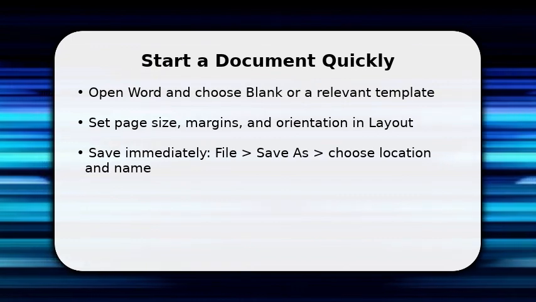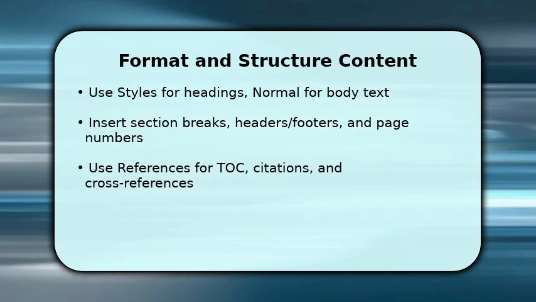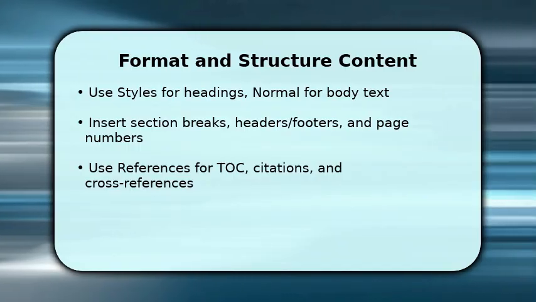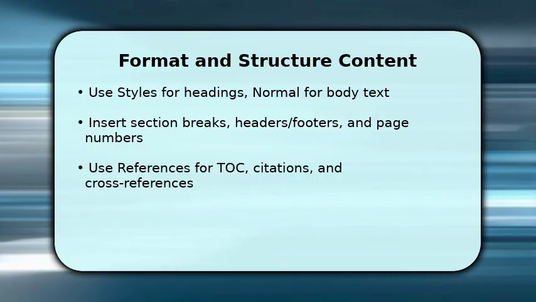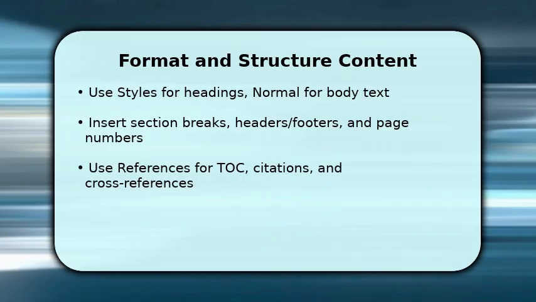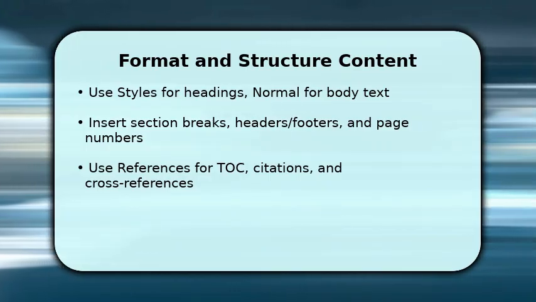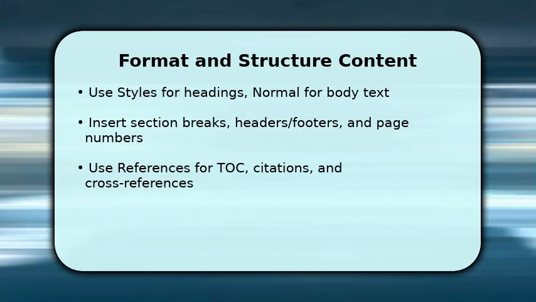You now structure the document by applying styles, heading 1 for major sections and normal for paragraphs, because styles keep formatting consistent. Once headings are set, insert a table of contents via references so navigation updates automatically. Use section breaks when you need different headers, footers, or orientation in the same file. Also add page numbers and configure headers. Make sure to use citations and cross-references through references to maintain links that update.